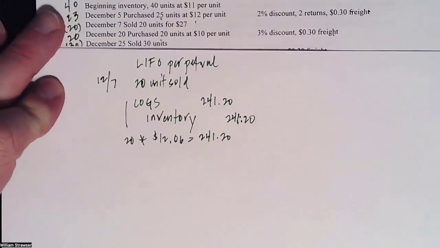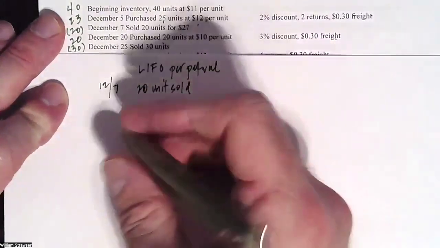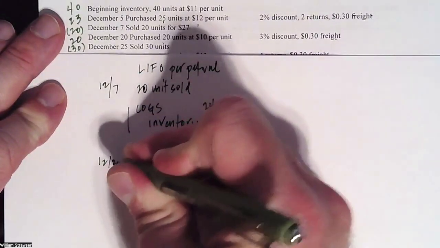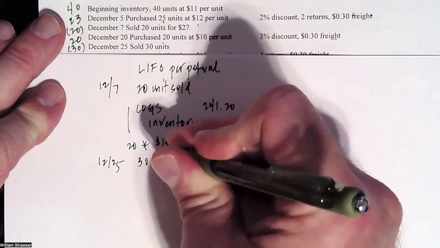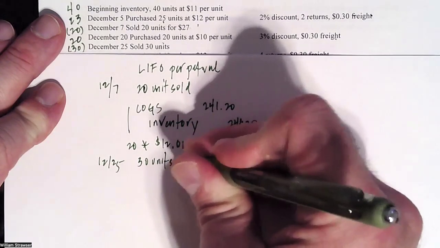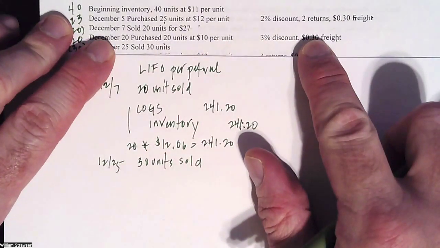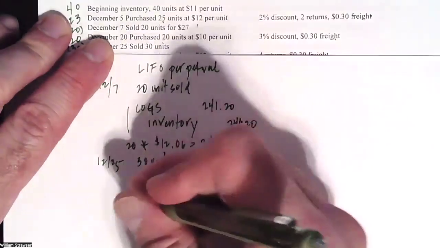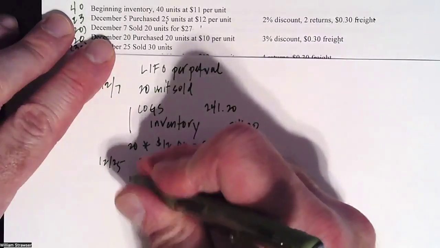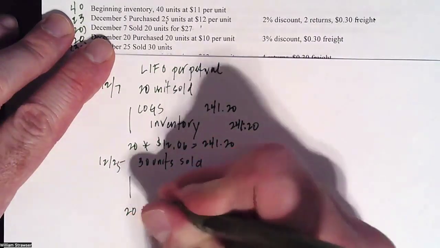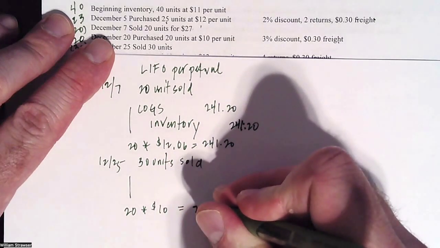So on the 25th of December, we sold 30 units. So I need a price point assigned to those 30 units. I'm going to go for these 20 first because they're my most recent purchase. According to my chart, those 20, right? No returns, so there are 20 in there. 20 at $10 per unit is going to be $200. So that's my first 20 units.